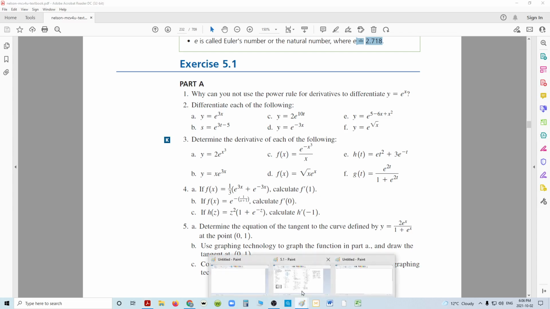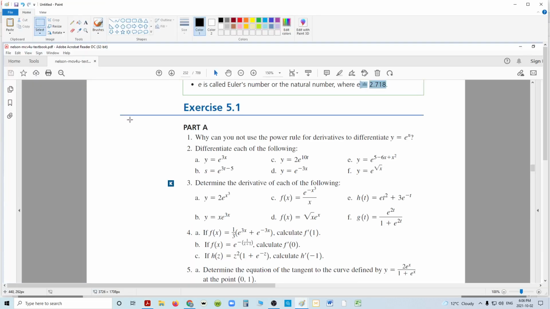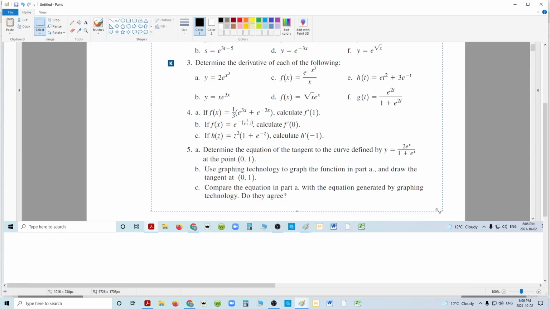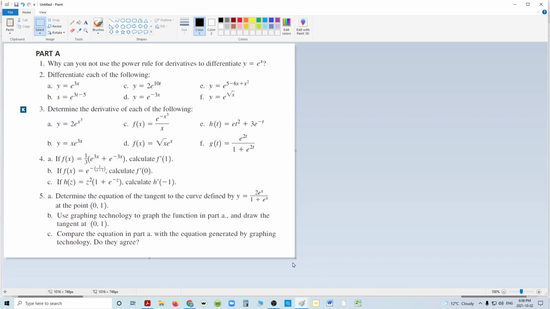Let's see if we can answer some questions. And again, I'm probably not going to do the theoretical. I'm not a big fan of e. I mean, it's an interesting number. It doesn't have a lot of practical purposes.